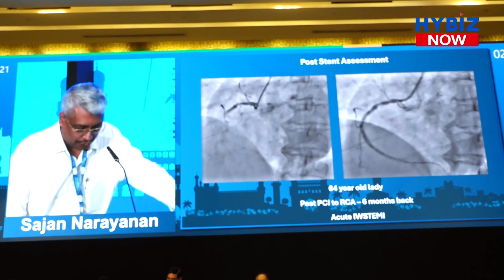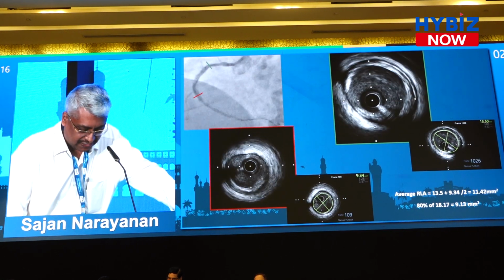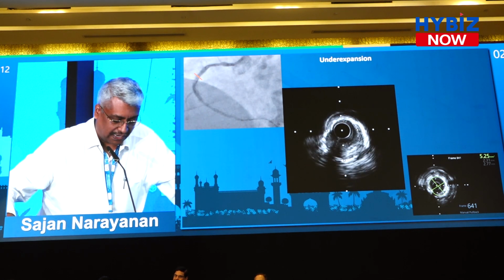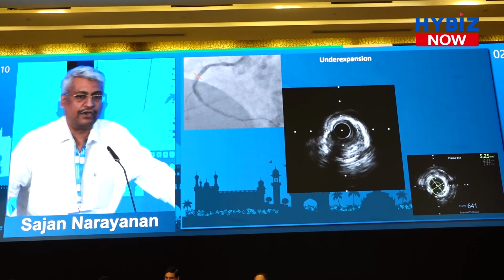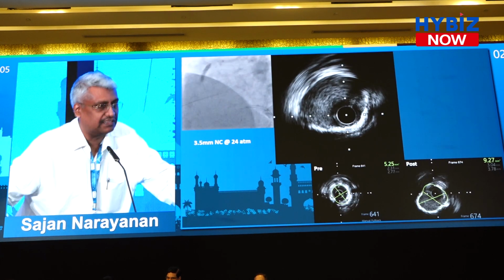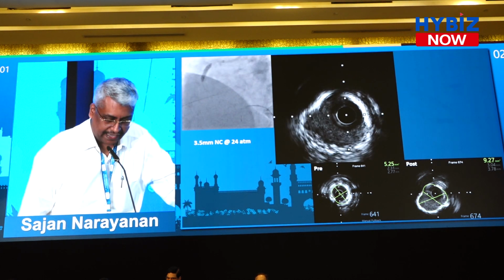This is an example, a 64-year-old lady who presented with stent thrombosis about 6 months later, and the reference area was 11.42, but in the mid portion of the stent, you can see the stent was underexpanded, and the minimum stent area achieved was only 5.25. The operator had not recognized it. But luckily, we could redeploy it with a non-compliant balloon at high pressures. This may not always be the story in every case.